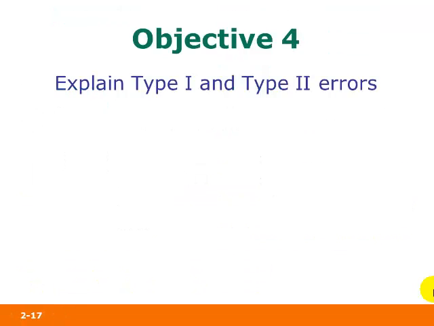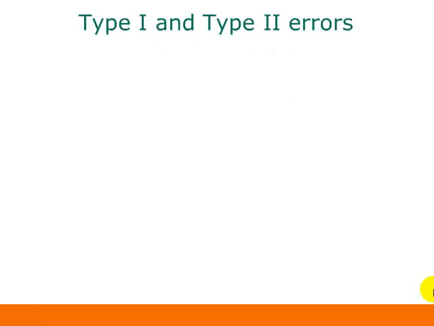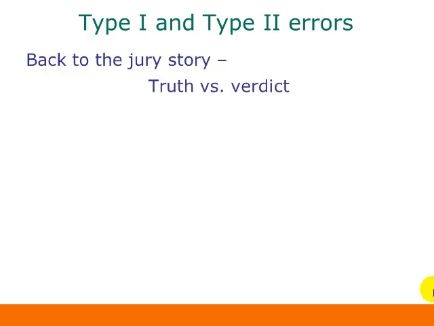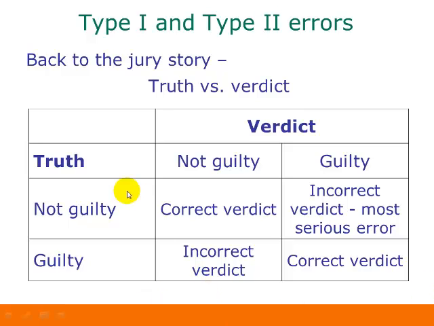The last objective in this section is to explain type 1 and type 2 errors. So to do this, let's go back to our jury story and think about the outcomes of our trial in terms of the actual truth versus the verdict that we come up with. There are actually 4 different possibilities for the combinations of these two. So here's our truth here and our 2 possible verdicts over here.